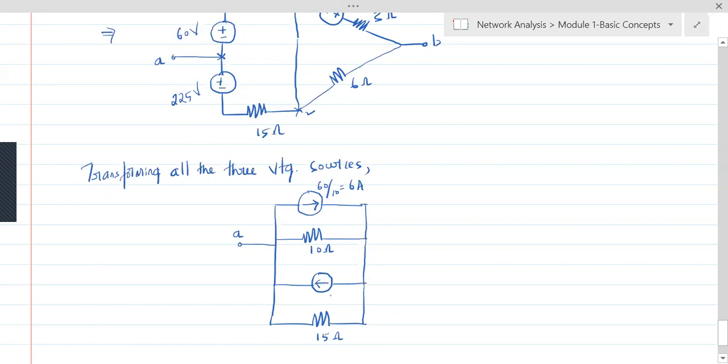V is equal to IR, I is equal to V by R. So V by R, what is that? 225 divided by 15. What would that be? 15 amps. It is 225 divided by 15. It would be 15 amps.